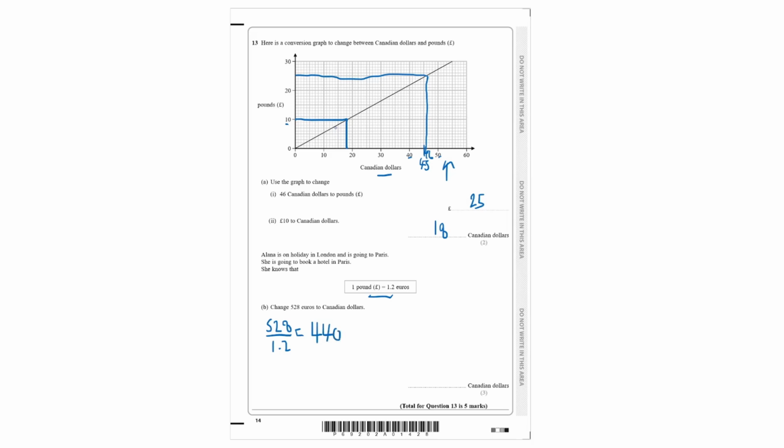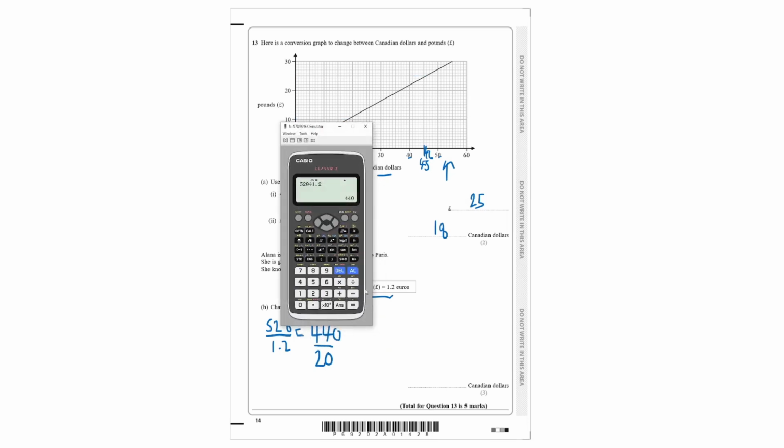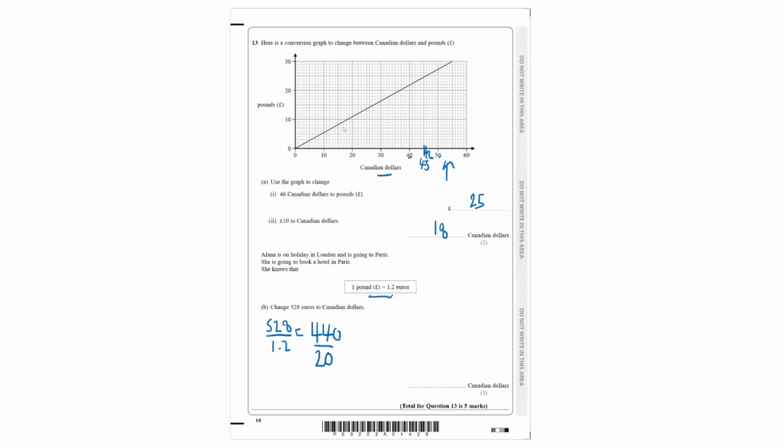Now, 440 on the y-axis is not given, so we have to simplify here. First off, we can divide 440 by 20, and we can see that 440 divided by 20 gives us 22. The reason we're doing this is because we're trying to make it fit within the graph. This is merely an estimate. So 440 divided by 20 gives us 22 right here, 22 pounds.